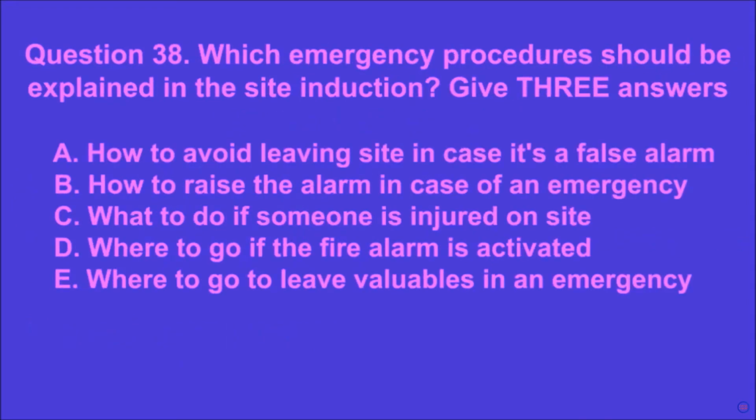Question 38. Which emergency procedures should be explained in the site induction? Give 3 answers. A. How to avoid leaving site in case it's a false alarm. B. How to raise the alarm in case of an emergency. C. What to do if someone is injured on site. D. Where to go if the fire alarm is activated. E. Where to go to leave valuables in an emergency. B, C, D is the correct answer.